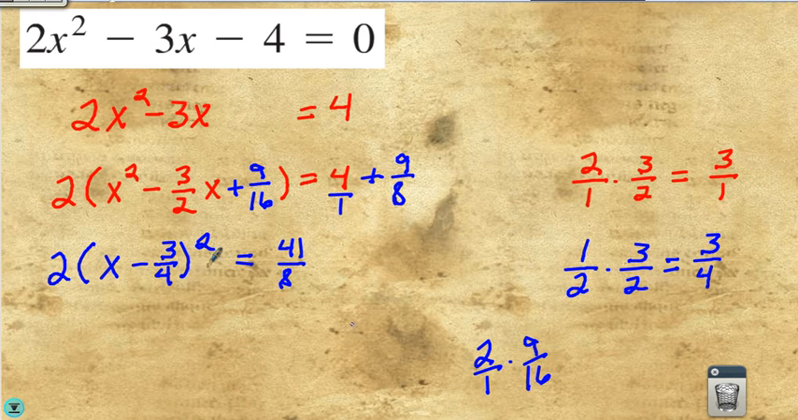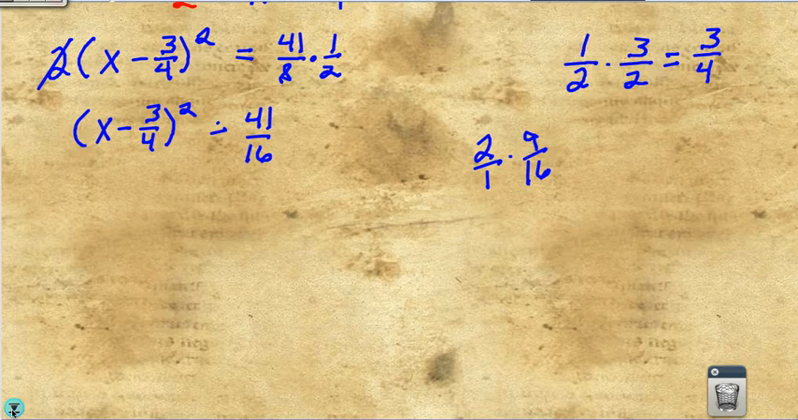Next step, we've got to get x by itself. Please don't multiply this back out. Okay? You're going back up there and back up there. Don't do it. Next step, let's get rid of our 2. 2 is being multiplied by all this. Let's divide by 2. To divide by 2, you're going to multiply by 1/2. I now have x minus 3/4 squared equals 41/16.